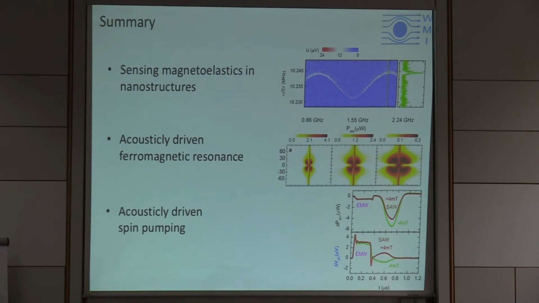And then I just leave you with my summary slide. So we have done sensing of magnetoelastics and driven ferromagnetic resonance with acoustics, and have also a spin pumping readout implemented here. Thank you very much for your attention.